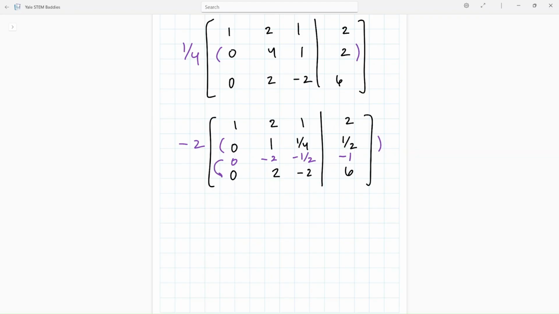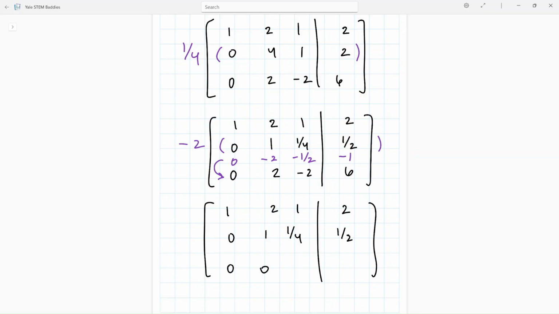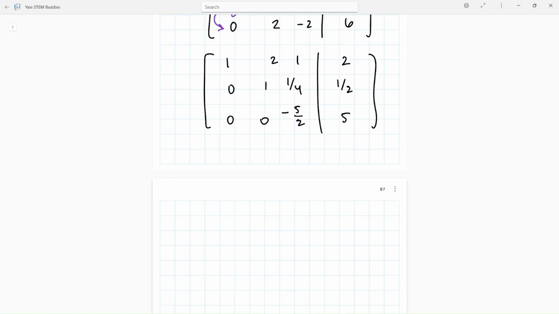Now we're going to add that scaled row to the bottom row, and we're going to get 0 plus 0 is 0, -2 plus 2 is 0, -1/2 plus -2, I believe that's -5/2 if I commonize those denominators, and then -1 plus 6 is 5. Okay, perfect. So now we've successfully handled this column. We've zeroed out everything below that 1.